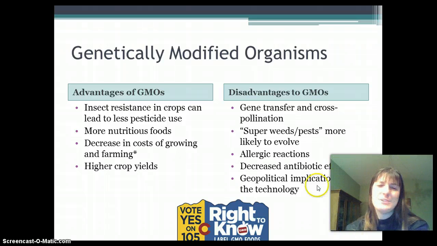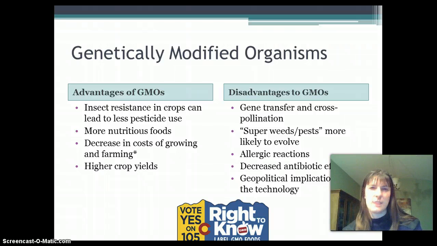There's also a lot of geopolitical implications of genetically modified organisms. For example, a lot of Europe is really against GMOs, and a lot of the United States provides aid to Africa that is genetically modified, and then African countries can't sell their food to Europe, and so those African countries are more dependent on the United States, and there's a lot of other stuff going on as well.